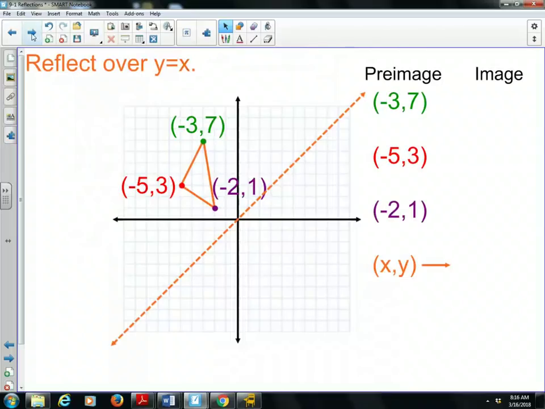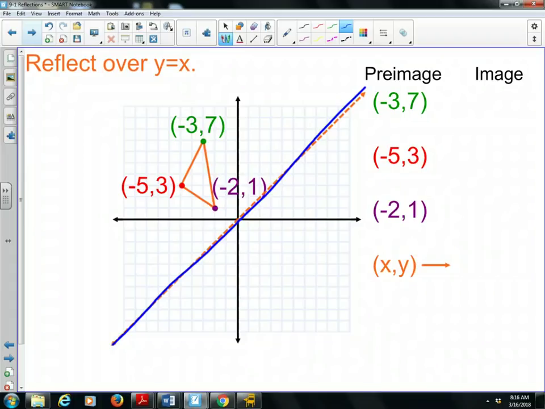All right, we have 3 more reflections. This one is over the line y equals x. I'll just tell you the congruent transformation, or how you change it, right now. When it's over the line y equals x, this line right here, that's the reflection line. What happens is that the y's and the x's change spots. So the y-coordinate becomes the x-coordinate, and the x-coordinate becomes the y-coordinate.